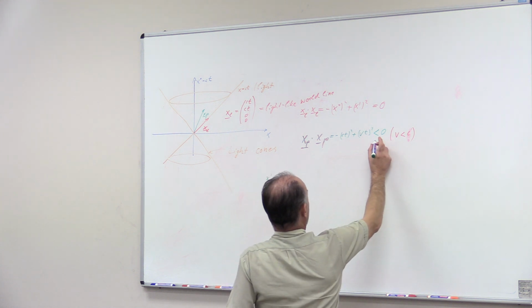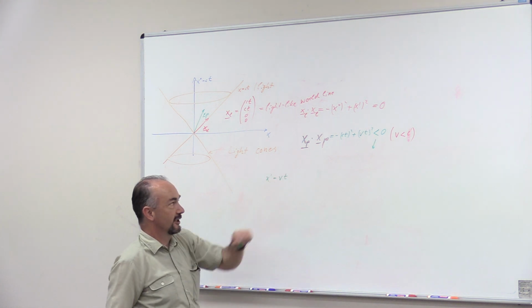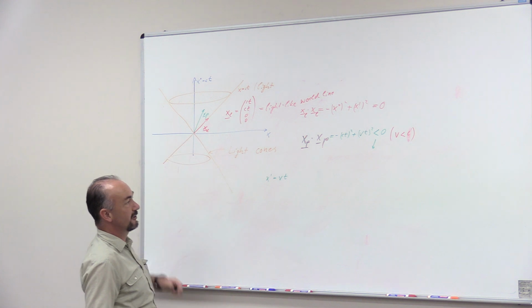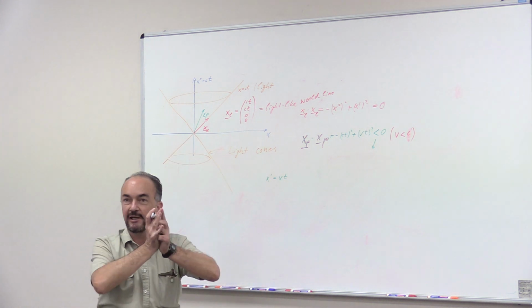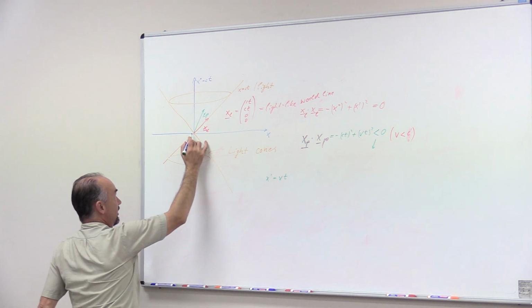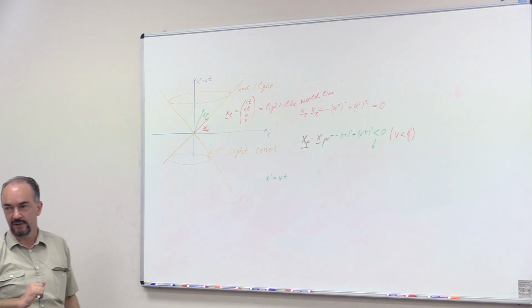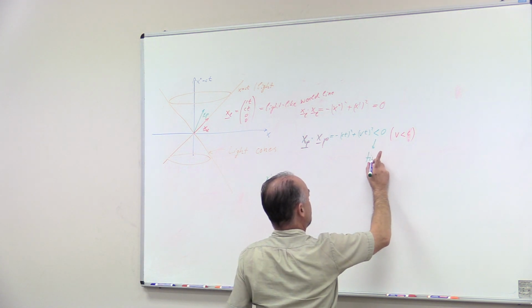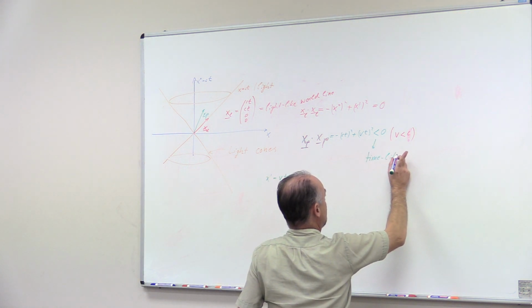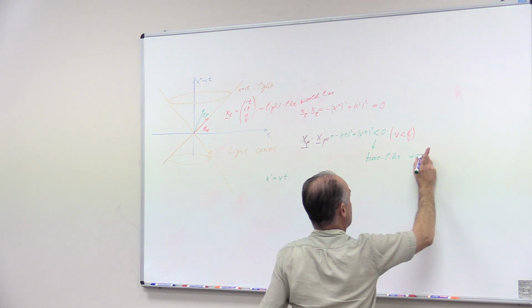So if something has a four-vector product with itself that's less than 0, then that is something that a physical particle can actually do. So this particle could really move along this line. So this is called a time-like world line.